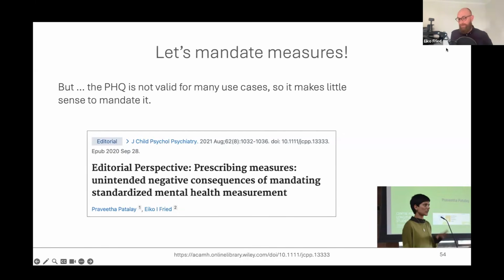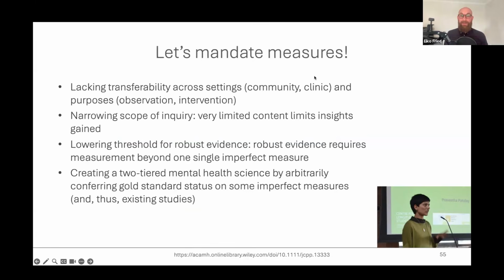You can read it. I'm just going to do the very brief summary here, which is that the PHQ has not evidenced transferability across settings and purposes. Again, a scale needs to be valid for a given purpose. And the PHQ has not been shown to be valid for, I don't know, diagnosis or tracking treatment in athletes over time or whatever. Same with community and clinic settings.